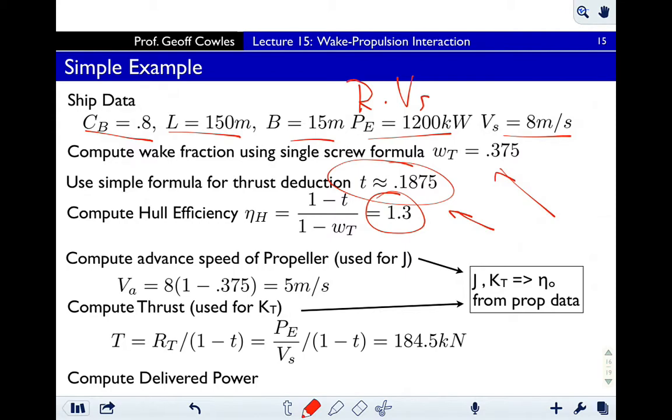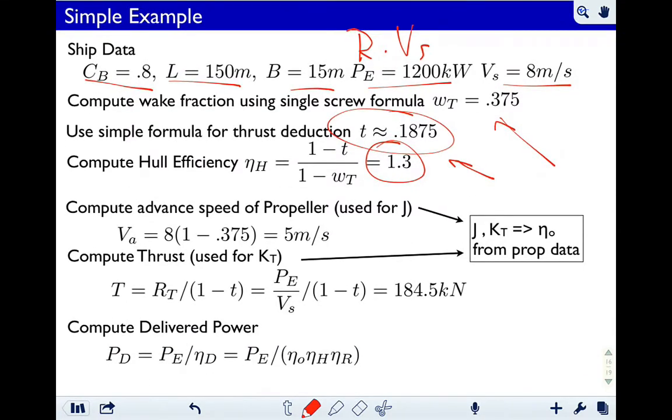Then, if we have our effective horsepower, which we do, we make some assumptions about the transmission, and that will get us to our shaft horsepower once we have A to naught. And that's where our focus is going to be on Thursday, getting to this.